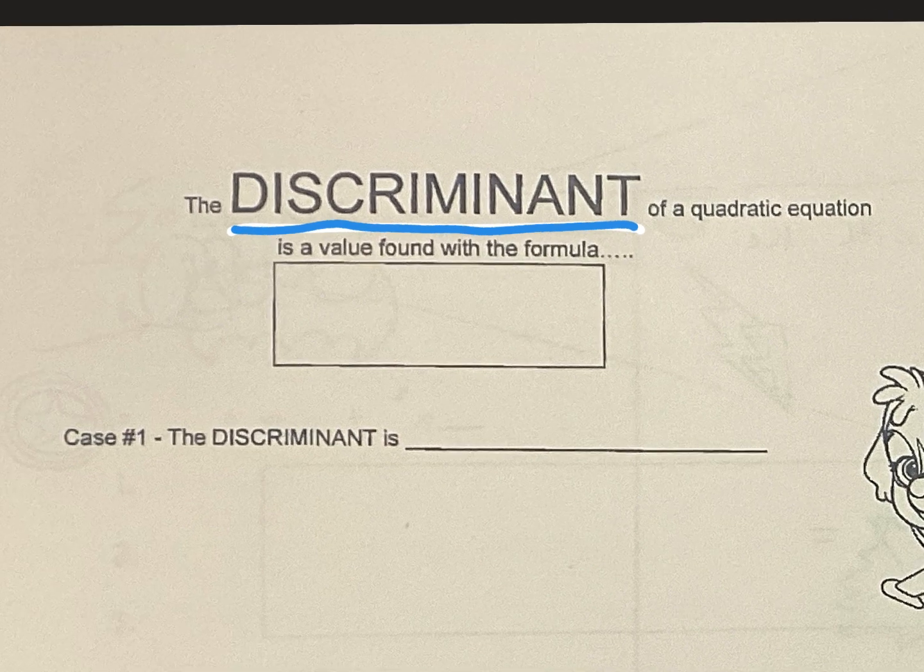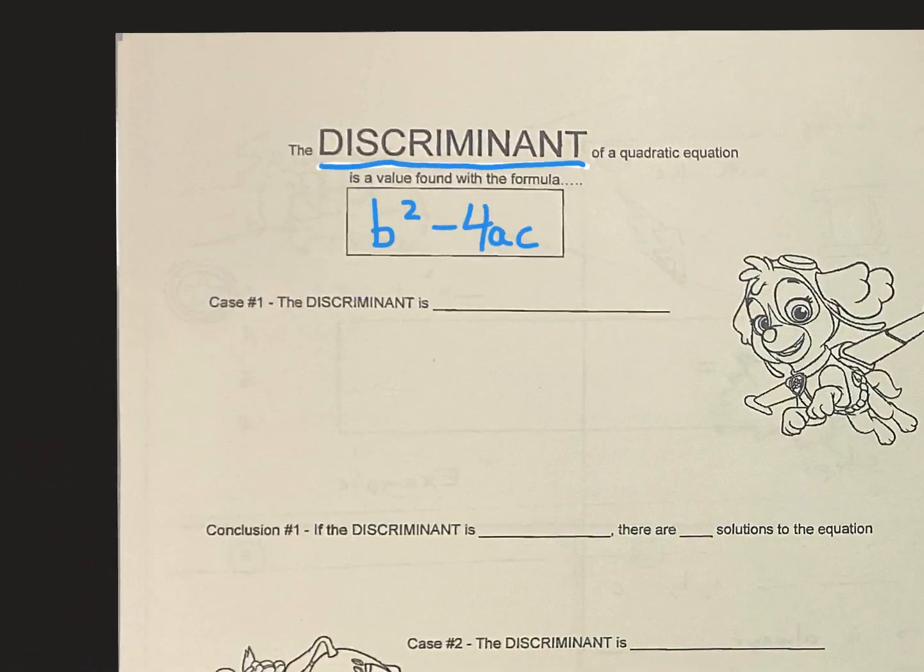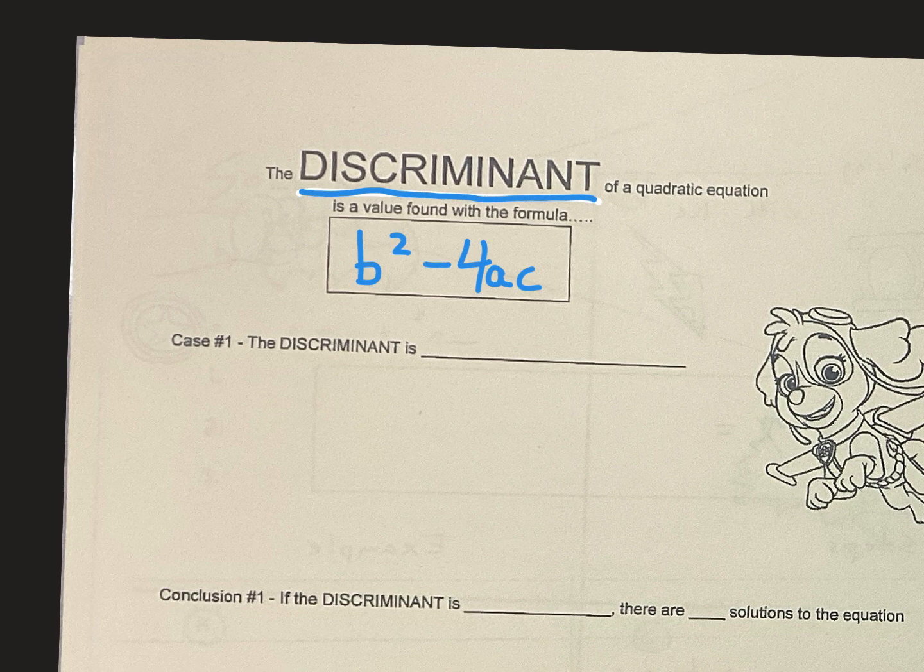So we use a formula that will kind of look familiar. B squared minus 4ac. There is no square root symbol. It's just b squared minus 4ac. And you'll be finding the discriminant using this formula. And then there'll be three different cases. Either the discriminant is positive. That's case one.